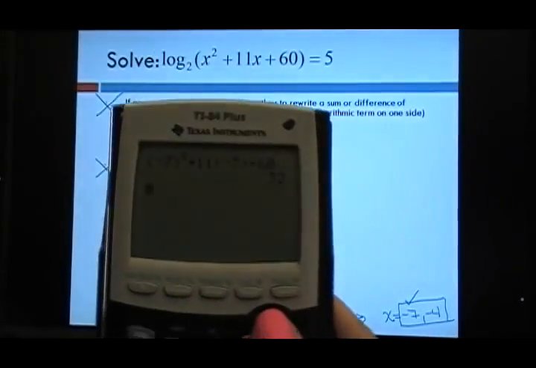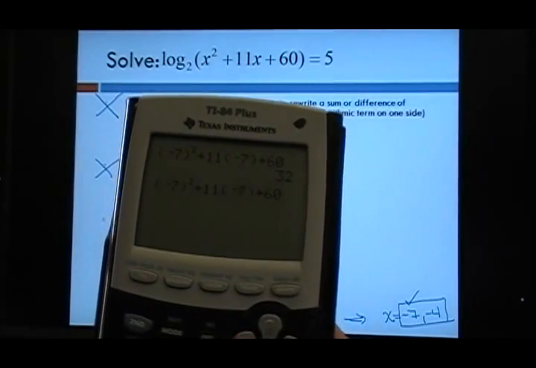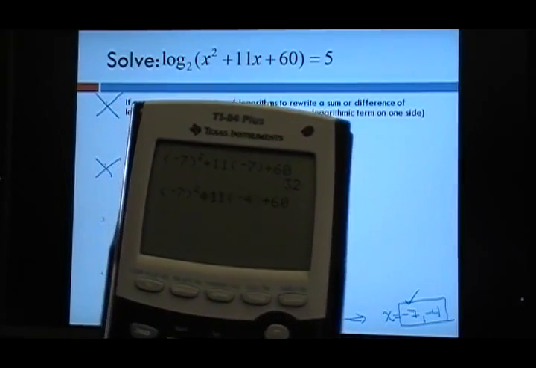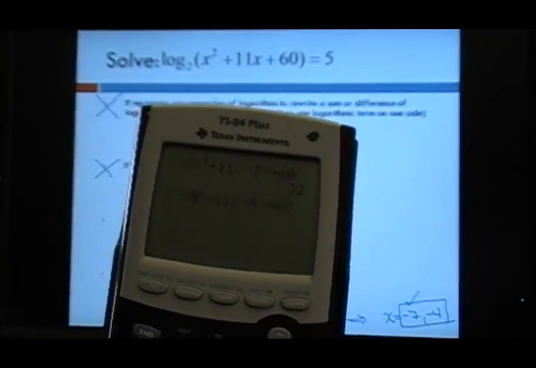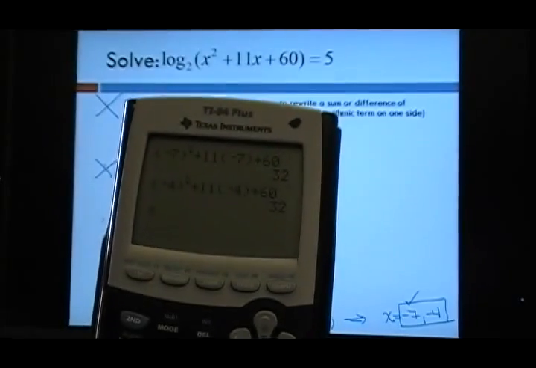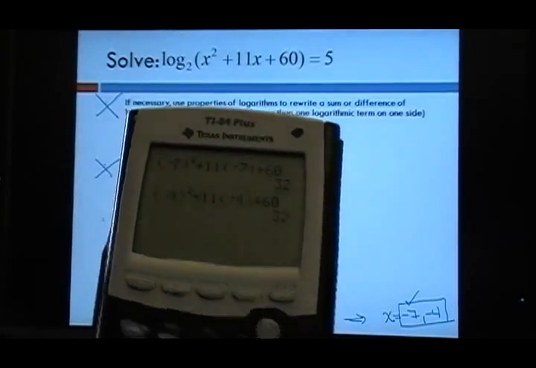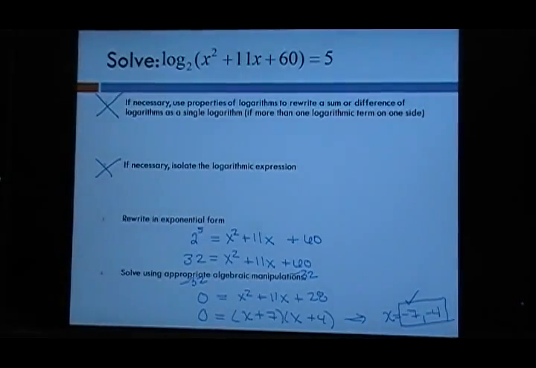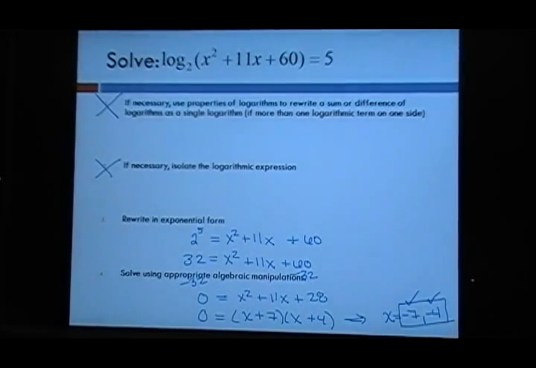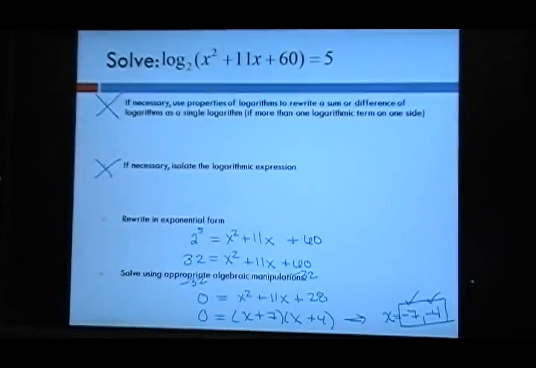Okay? Doing the same for negative 4. So I'm just going to go back up here, highlight this, and replace all those negative 7s with negative 4s instead of having to retype everything. And I get 32 there as well. So that checks out. Okay? So negative 7 and negative 4 are both solutions to this logarithmic equation.